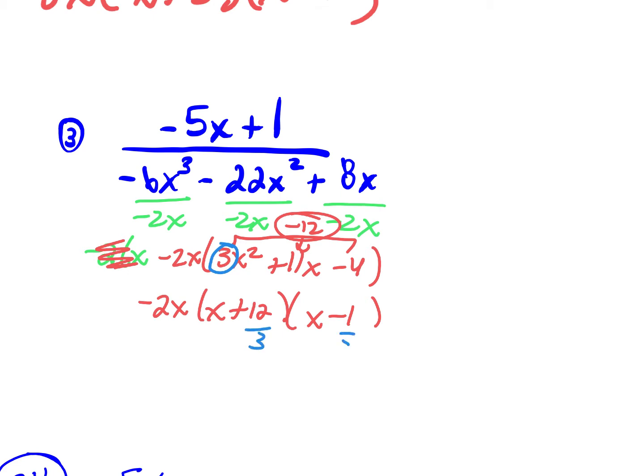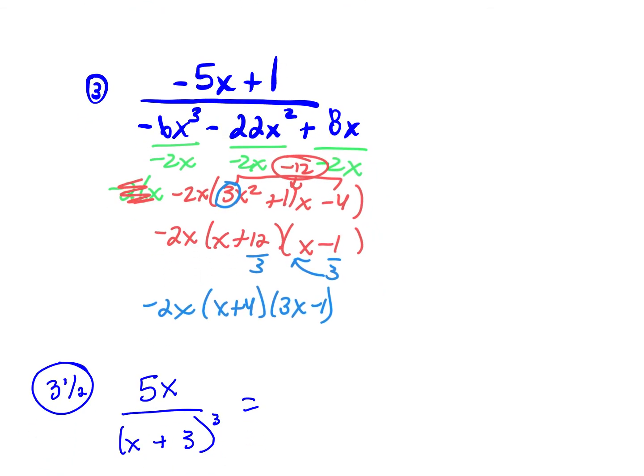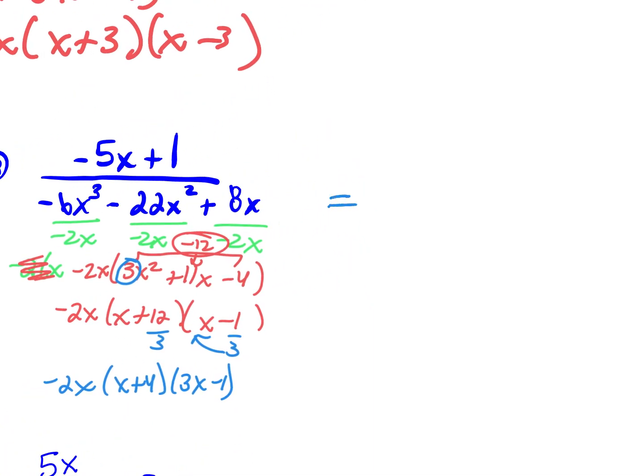Good. So I'm left with negative 2x. Then I have x plus 4. And then this doesn't simplify pretty, so this becomes 3x minus 1. Agreed? How many different factors do we have in the denominator? 3. So I'm going to have how many fractions? There you go.